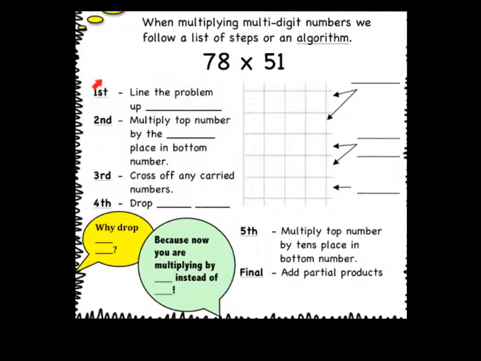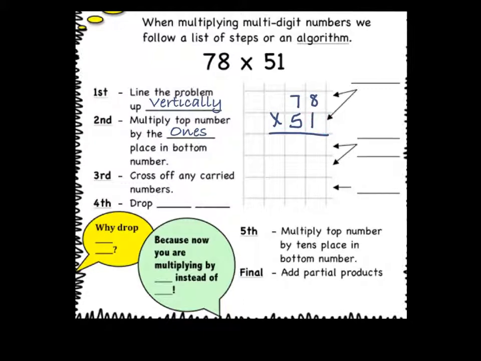So let's look at our first step. Our first step tells us to line the problem up vertically. So that means we're going to put the 78 on top and the 51 directly underneath it. Step number 2 tells us to multiply the top number by the ones place in the bottom number. So we're going to be multiplying the top number by the ones place.